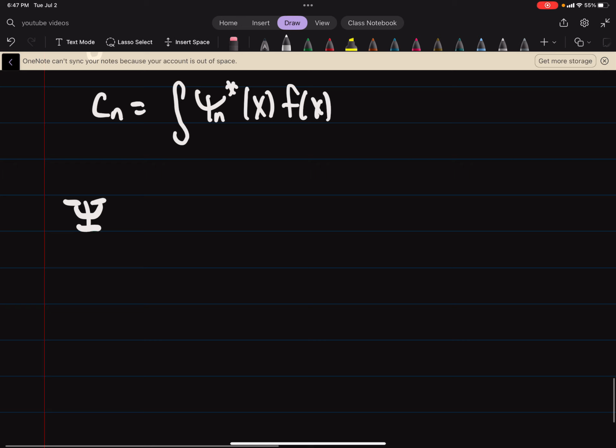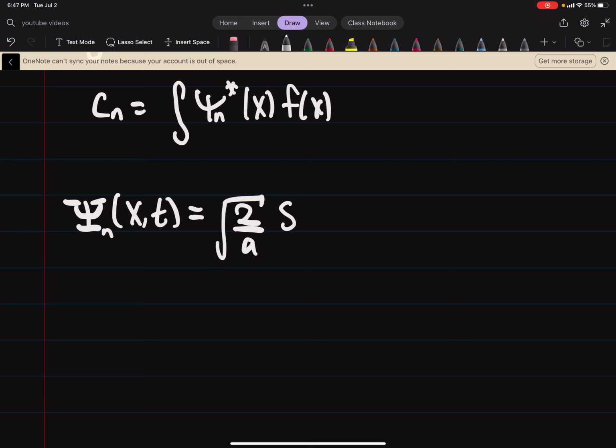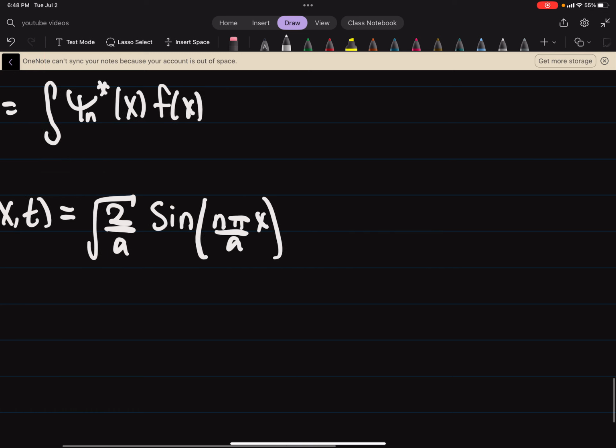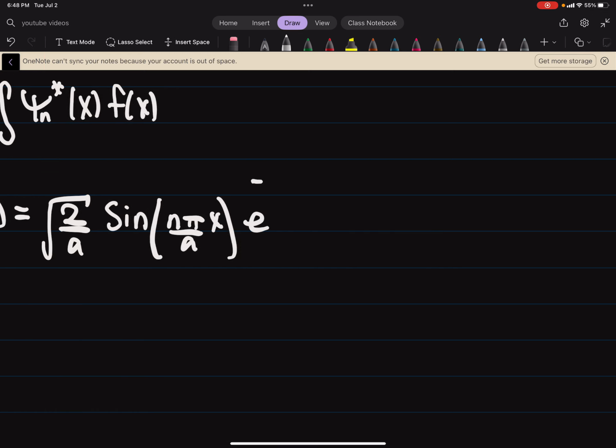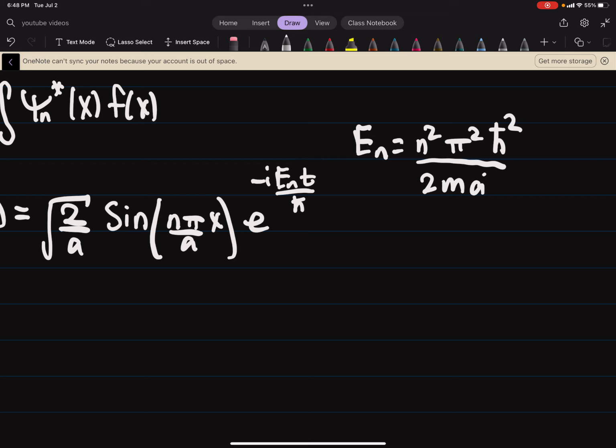Our entire wave function, which remember is a function of x and t, has our time independent part. That's our lowercase psi. But then we have to multiply this time dependence, which is e to the minus i E sub n t over h bar, I think it was. And then remember what E sub n is. We defined that in the previous video as n squared pi squared h bar squared over 2 m a squared. So we already know what that is.